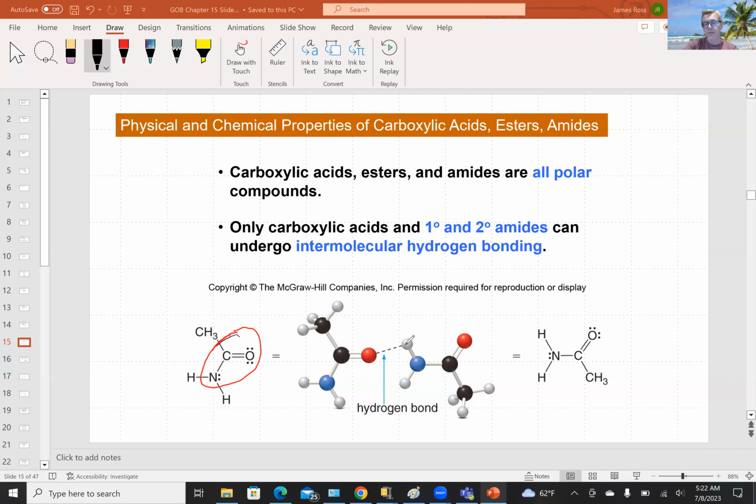Clearly, to hydrogen bond, you need an eligible hydrogen. So primary and secondary amides have at least one hydrogen on their nitrogen. Tertiary amides don't. They have only carbons on their nitrogen. So tertiary amides are incapable of hydrogen bonding and would have a substantially lower melting and boiling point for a similar mass.